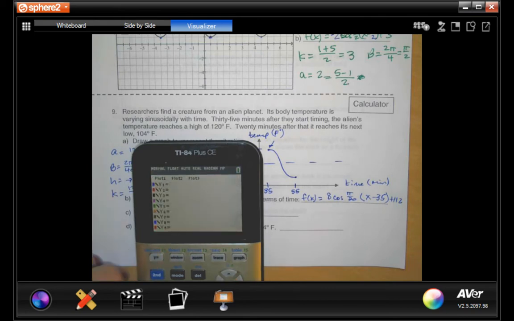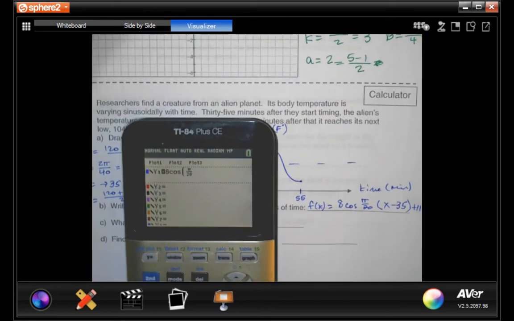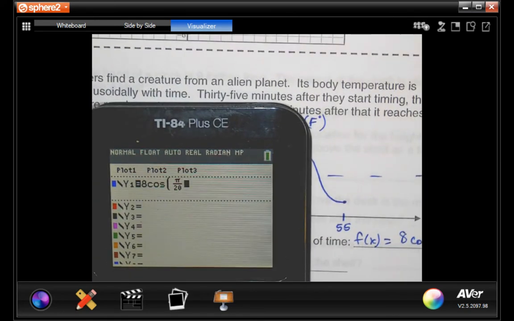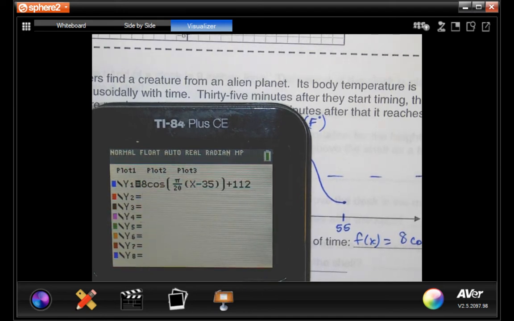Pi over 20. So 8 cosine. Here's where people have been messing up when I look at your work. After this pi over 20, let me zoom in. Do not close the parentheses there. You open a new set: x minus 35, and then close twice. That's where people keep messing up. You're closing after the x over pi over 20. Don't do that. Open, B, open, x minus whatever, close, close, plus 112.